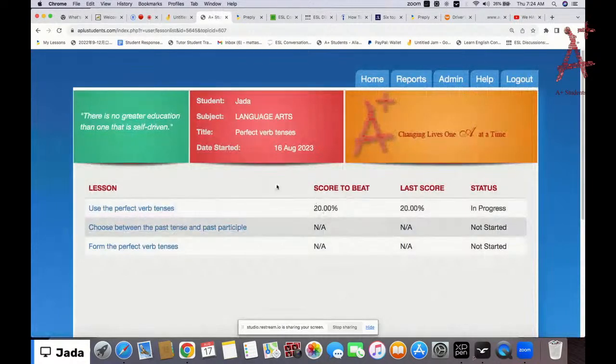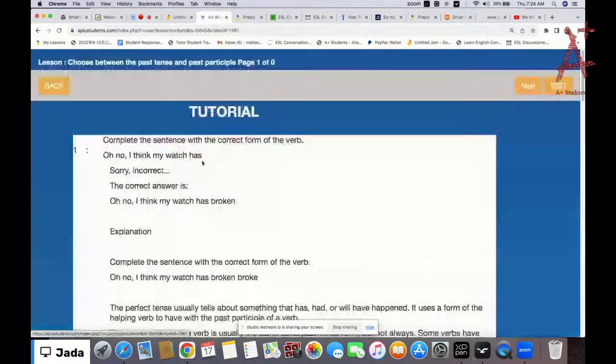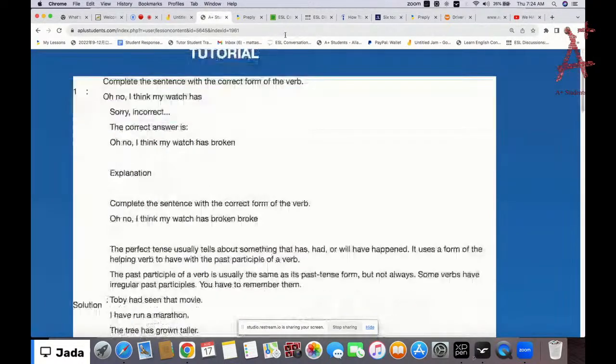It shows 20% because it is not completed, and once you complete it, you're going to have completed here, not in progress. Okay. So now choose between the past tense and past participle. So this is what we're doing now. Okay, now let's get to understand what it's all about.